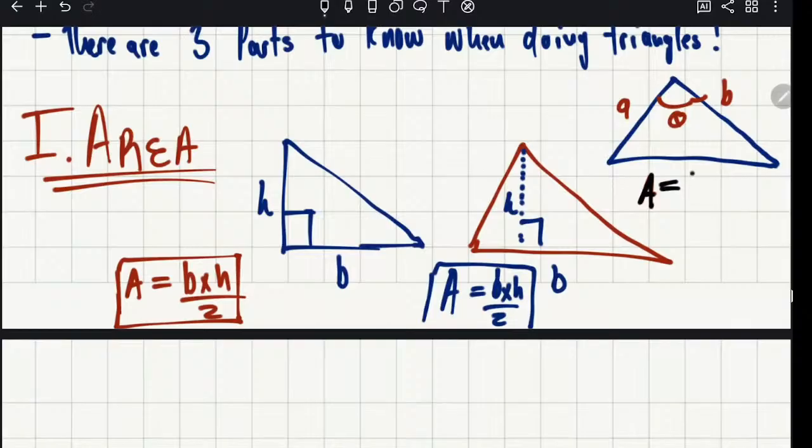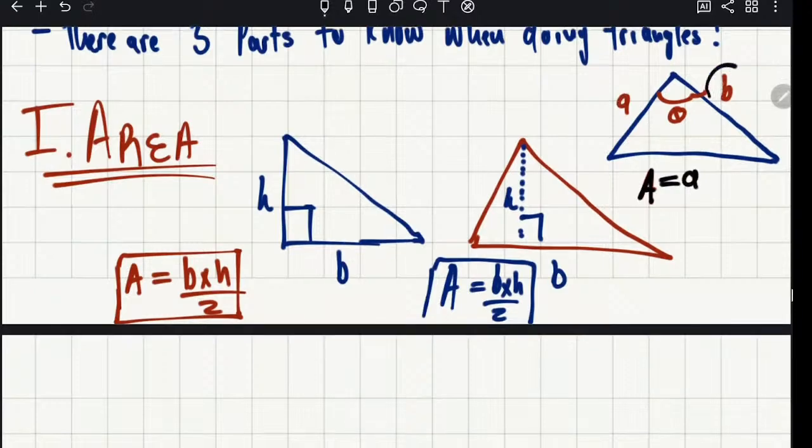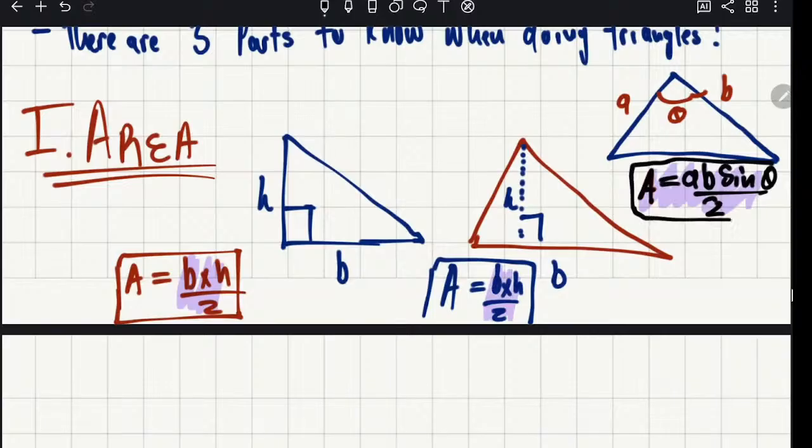For this one, you say area is: you take this side, which in this case we are calling A, then you take this other side, which we are calling B. You multiply them, then you multiply by sine theta, the sine of this angle. Then you divide by 2. Everything is divided by 2. Look, this area is base times height over 2. Here, base times height over 2. Here, AB sine theta over 2. So everything is over 2, over 2, over 2. There we go for this shape.